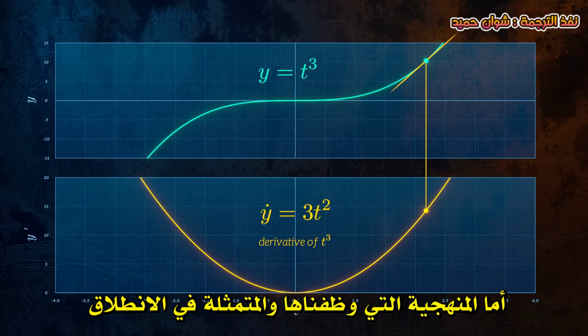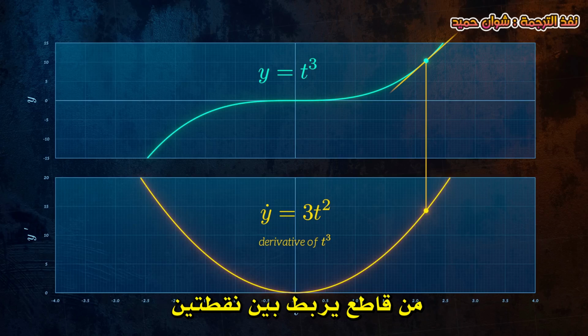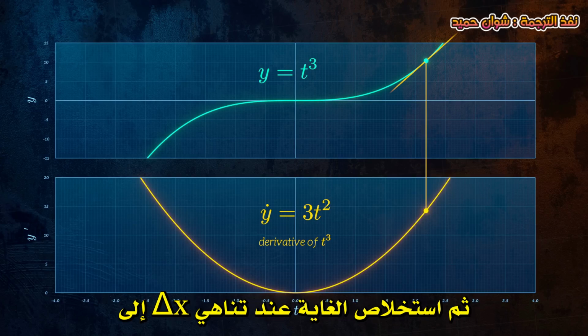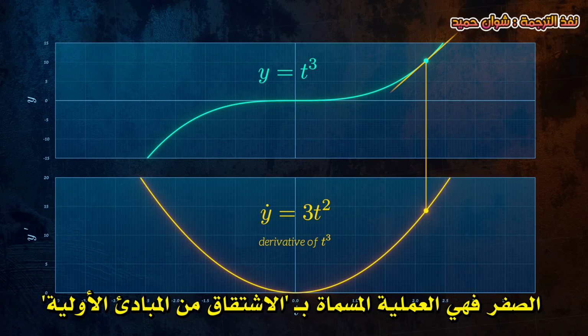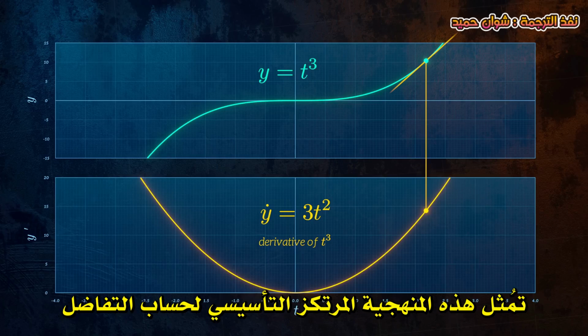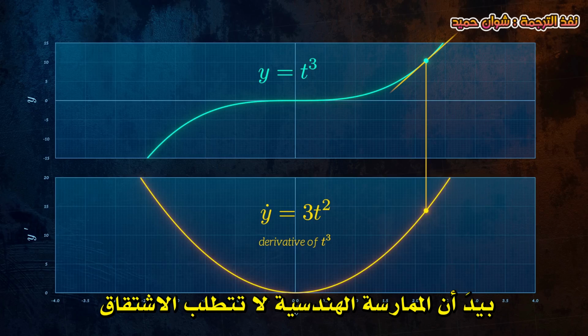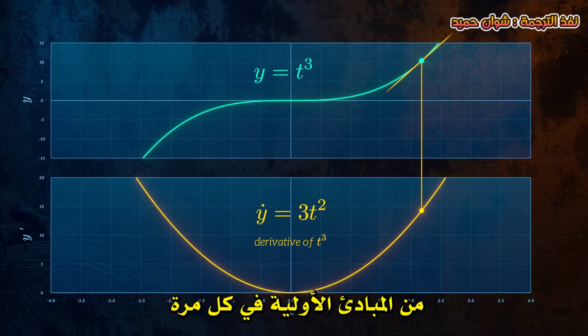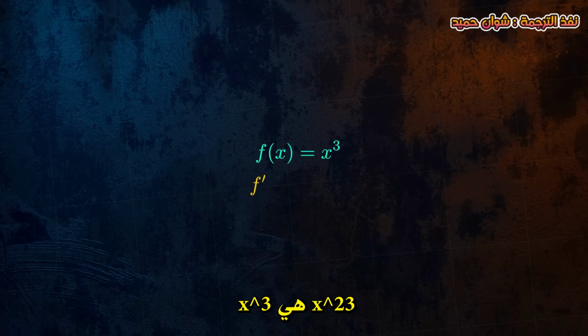The approach we just used, starting with a line between 2 points on the curve and taking the limit as delta x approaches 0, is a process called differentiating from first principles. It's the underlying basis of differential calculus. But in practice, engineers rarely do this from scratch. We just saw that the derivative of x cubed is 3x squared.